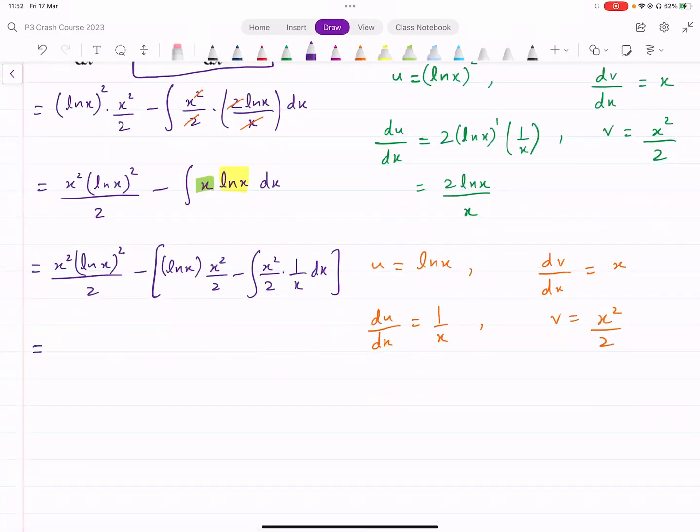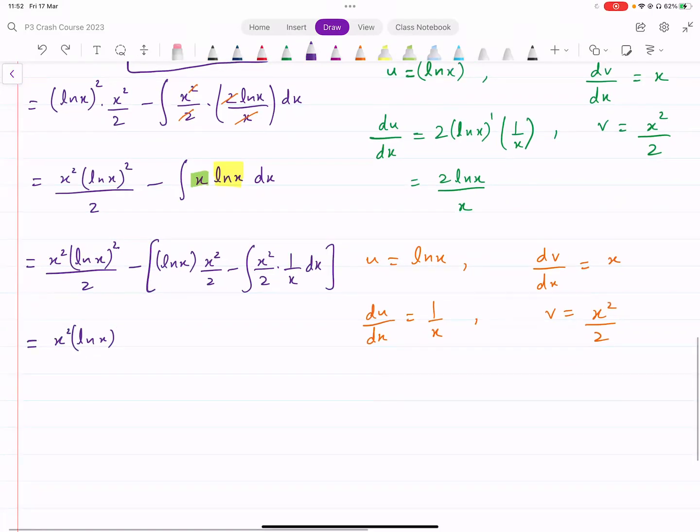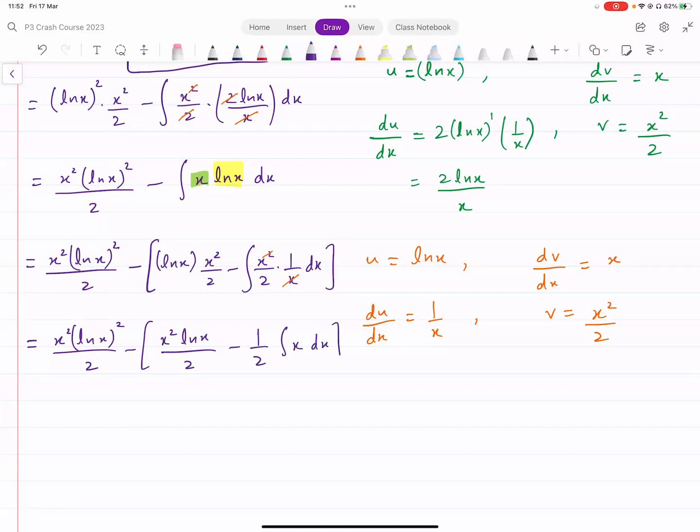Now, let's simplify this. We have x squared into ln x whole squared divided by 2 minus x squared ln x divided by 2 minus integral of just x, right? So in fact, x over 2, we can write this 2 outside if we want. It becomes 1 over 2. Inside, we just have integral of x with respect to x.